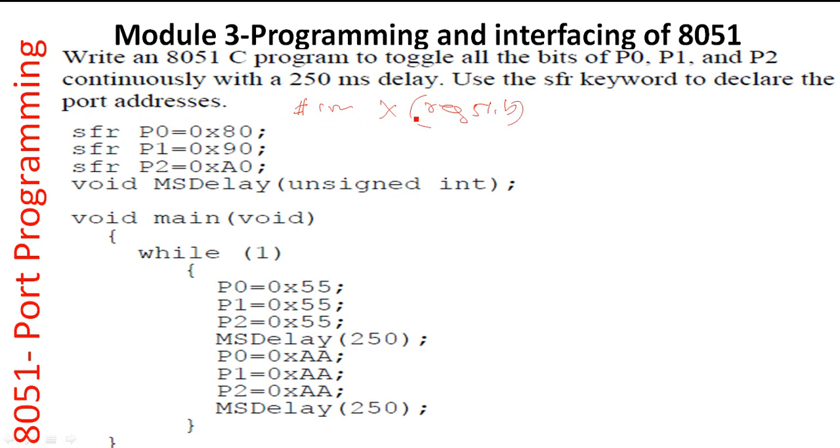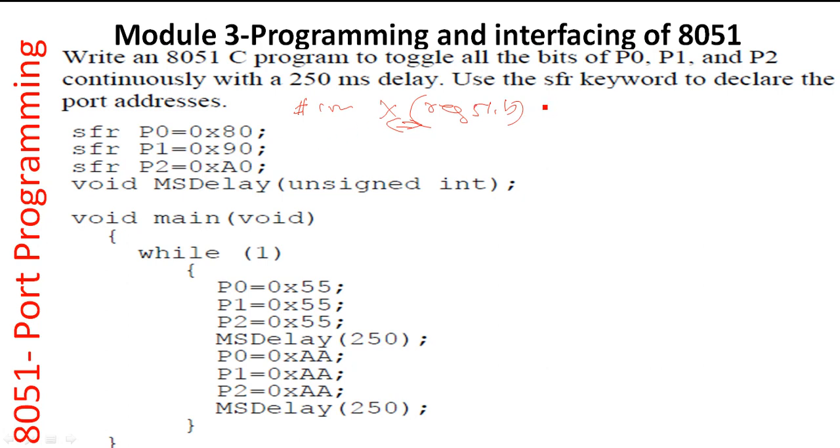If you are not declaring or not introducing this header file, we need to declare that variable as an SFR variable. SFR P0 is equal to 0x80. You must know the address of port 0 if you are not using reg51. If you are using reg51, we don't need to know the address of each port. You can use P0 directly in your program, P1 in your program, P2 in your program.